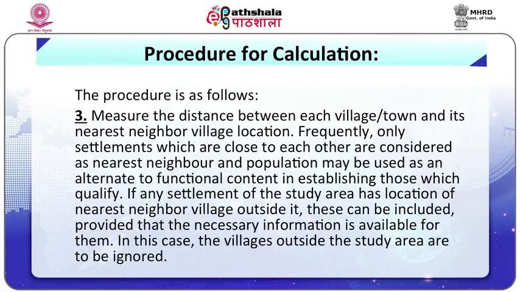Frequently, only settlements which are close to each other are considered as nearest neighbors, and population may be used as an alternate to functional content in establishing those which qualify. If any settlement of the study area has its nearest neighbor village outside it, these can be included, provided that the necessary information is available for them. In this case, the villages outside the study area are to be ignored.